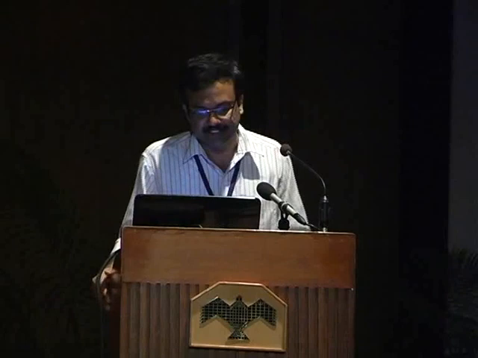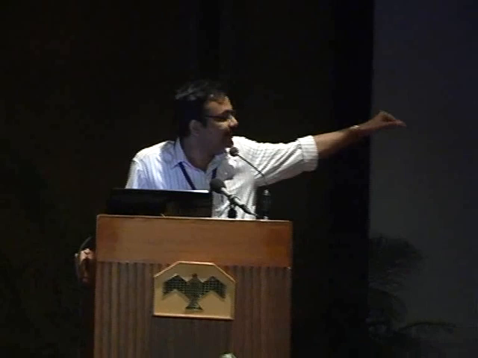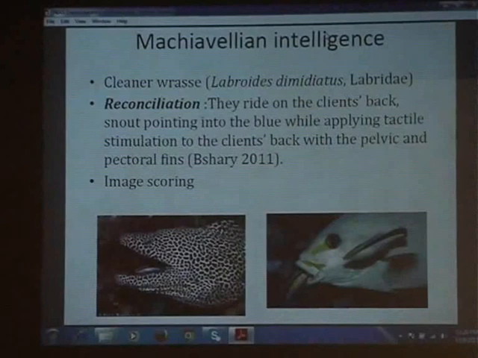And another capacity called Machiavellian intelligence, which is considered to be a capacity that requires higher brain centers, that's also been reported from fishes. This is the fish cleaner wrasse, the small fish you can see which is sitting inside the mouth of a moray eel. So this fish is a beautician of the ocean, and it cleans the teeth and body of the other fishes. You can see there are two wrasses cleaning the fishes.